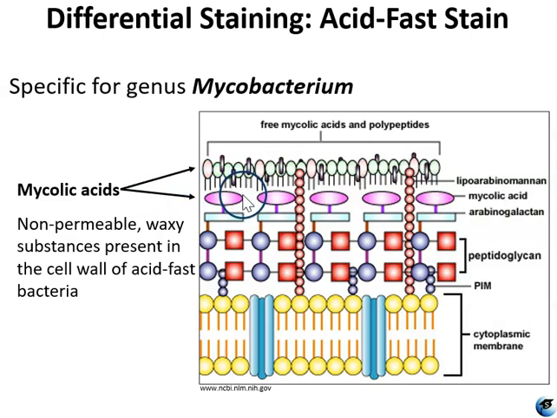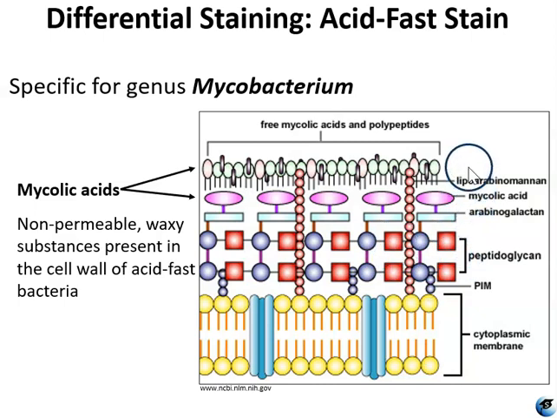Mycolic acids are non-permeable, waxy substances present in the cell wall of acid-fast bacteria. They increase virulence by protecting the cells from desiccation, which is basically dehydration. They protect them from phagocytosis and even antibiotic treatment in some cases. So here is the structure of Mycobacterium. And if you just looked from this part down, it almost looks like a gram-positive structure with one cell membrane and then a layer of peptidoglycan and teichoic acid on the outside.